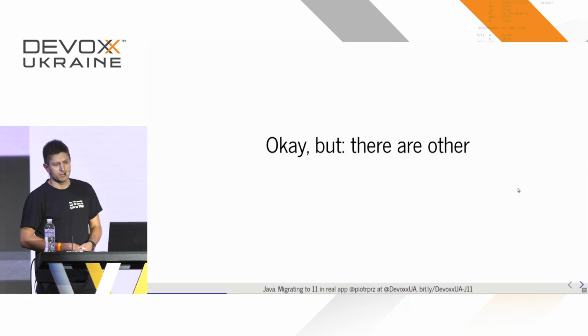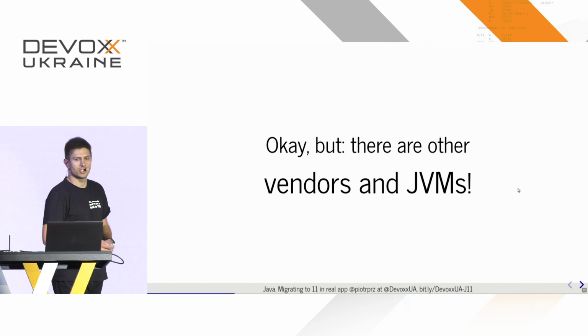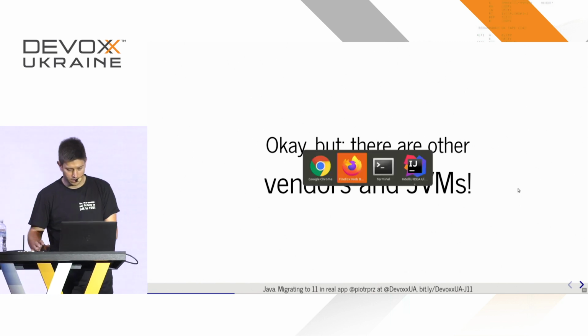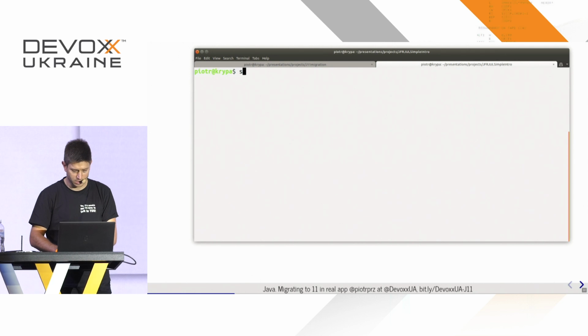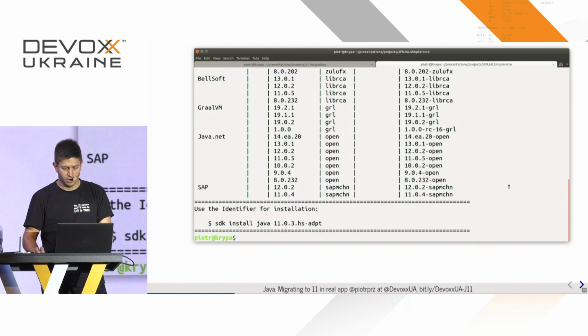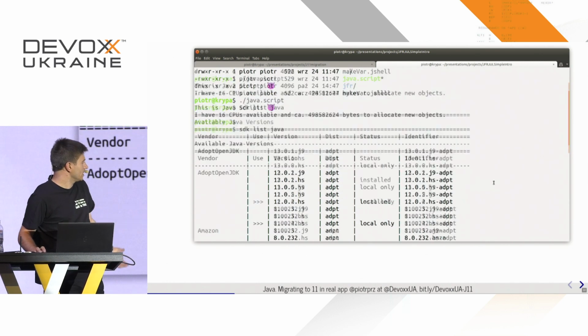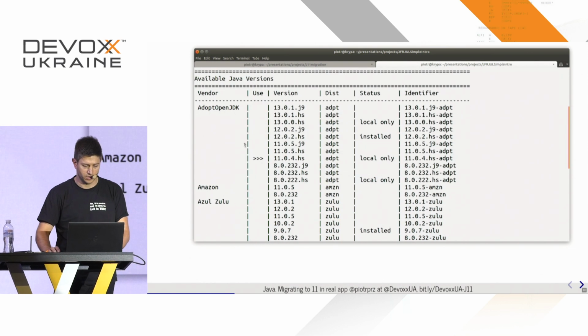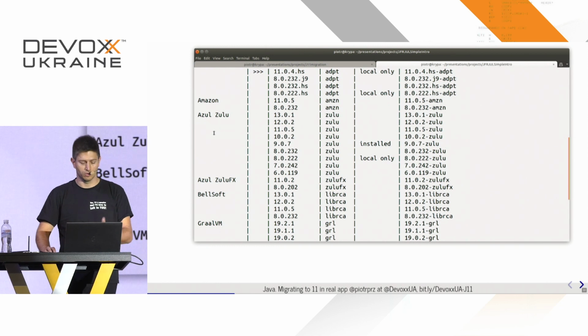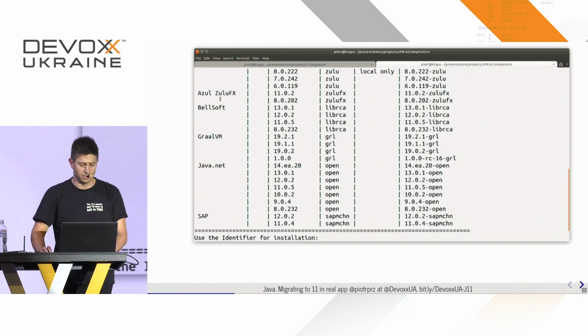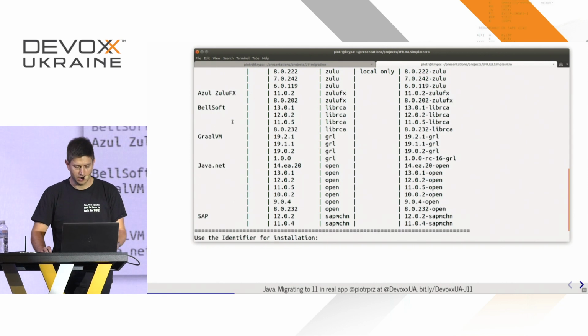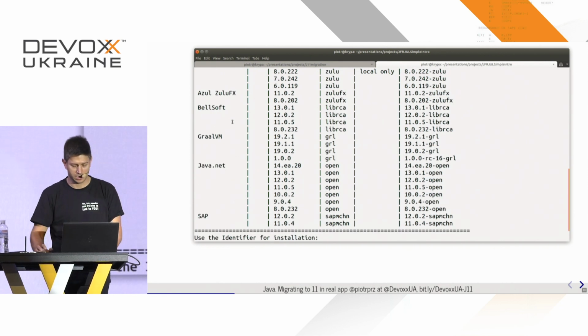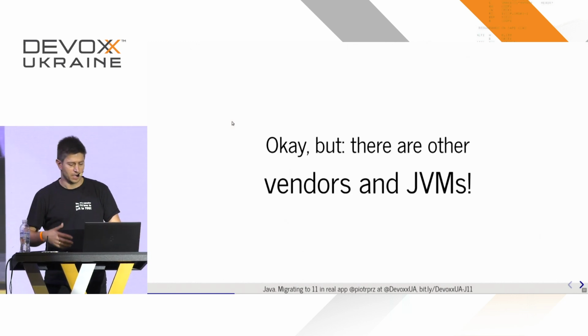However, we need to remember that there are also other vendors and JVMs. I can show that in SDKMAN, for example, sdk list java, and here we have the list of JVMs available in SDK Manager. As you can see, there are some versions from AdoptOpenJDK, from Amazon, Azure, and other vendors. I mean, SDKMAN doesn't list all possible JDKs under the sun, because there's also Red Hat, there's IBM and others.